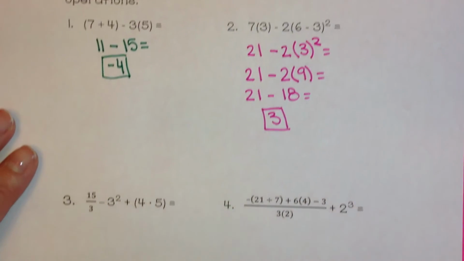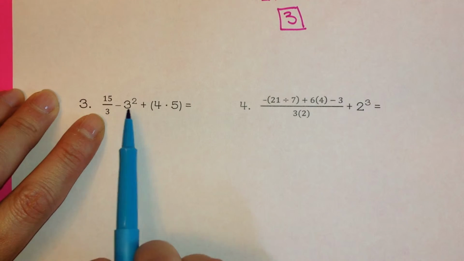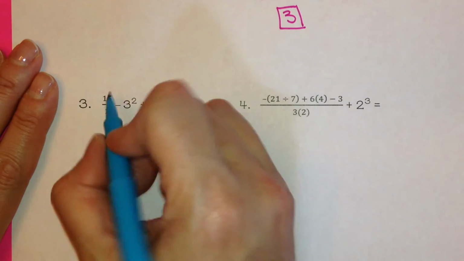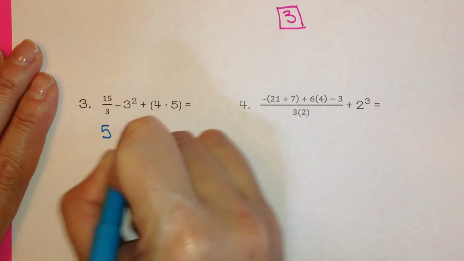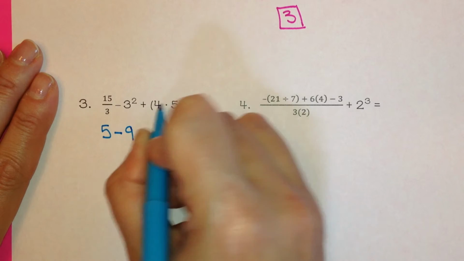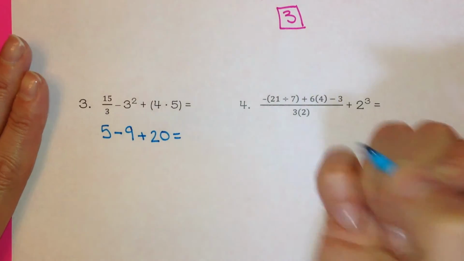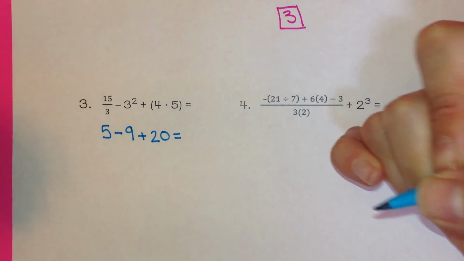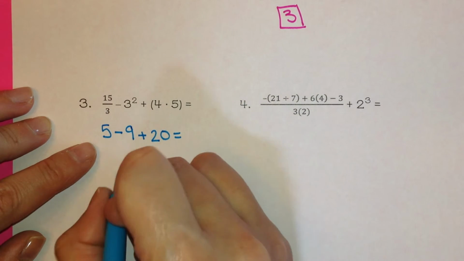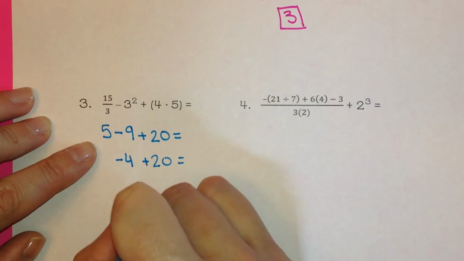All right, the third one. Again, I have 3 different things that are separated by addition and subtraction, so I'm just going to simplify those. 15 divided by 3 is 5 minus 3 squared. 3 times 3 is 9 plus, in the parentheses, 4 times 5 is 20. Again, it didn't affect anything because they are separated by the addition and subtraction. But now I have to work left to right. So 5 minus 9 is negative 4 plus 20 leaves me with 16.